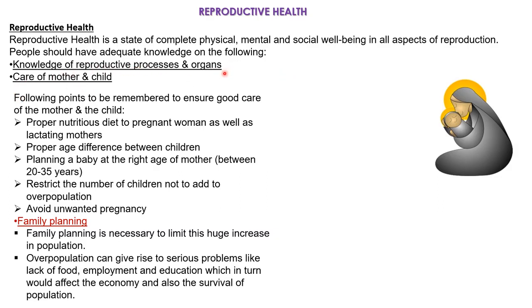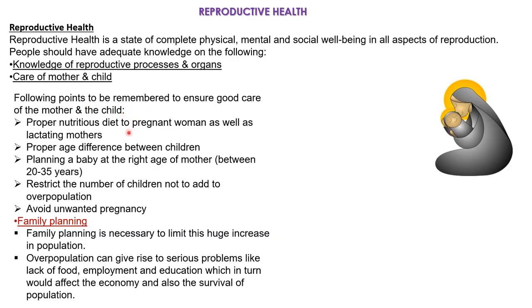We should know that the reproductive organs start making gametes at the age of, say, 10 and 14 in female and male respectively, but that is not the right age to become parents. It is very important to take care of mother and child if the mother is getting pregnant, and how to take care of mother and child all comes under reproductive health. Now there are following points to be remembered to ensure good care of mother and child.